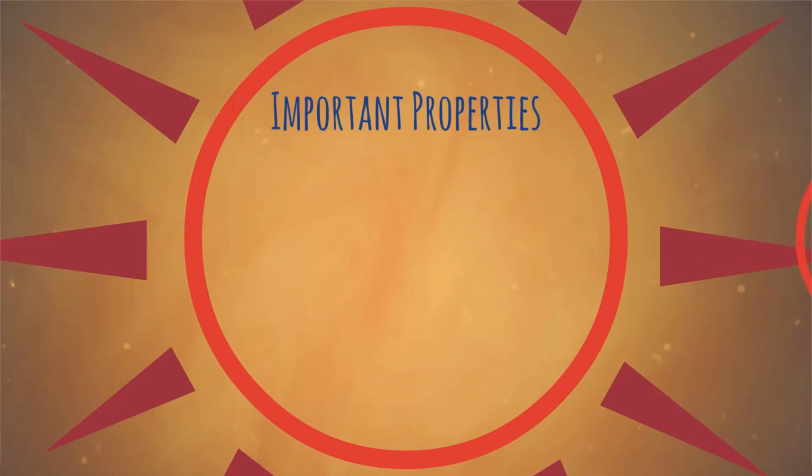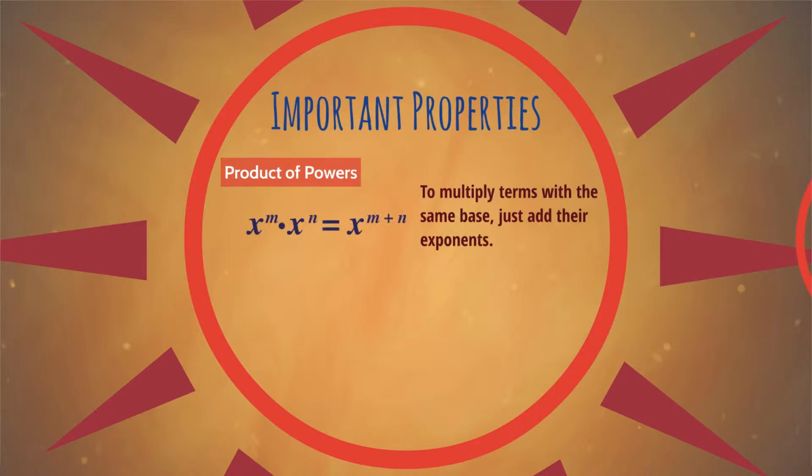Before going straight to solving, let's start with some important properties that we will use in multiplying and dividing numbers in scientific notation. The first property is the product of powers. Look at this and try to understand. This means that to multiply terms with the same base, just add their exponents.